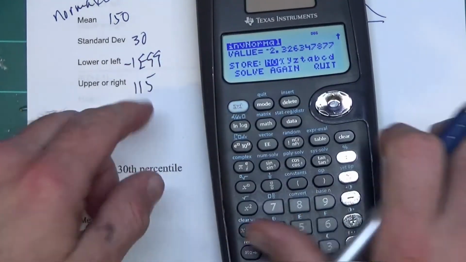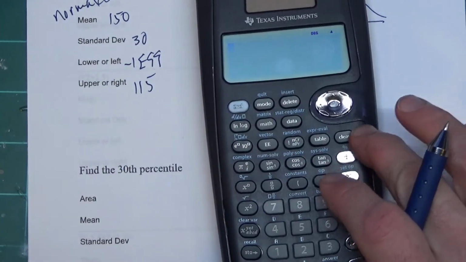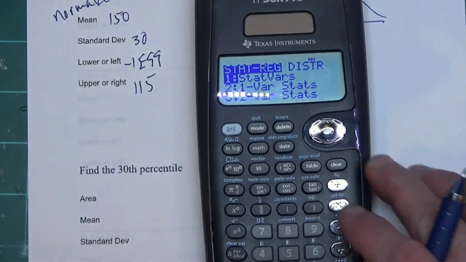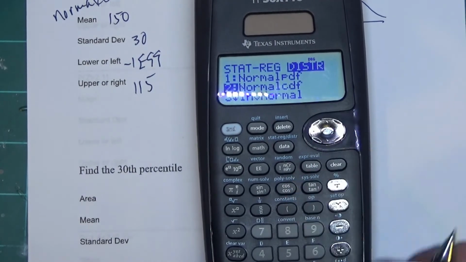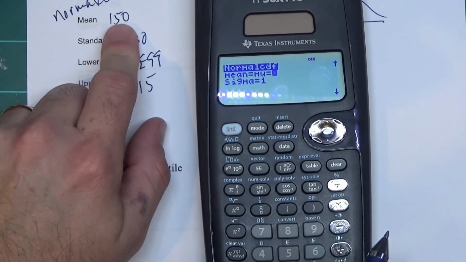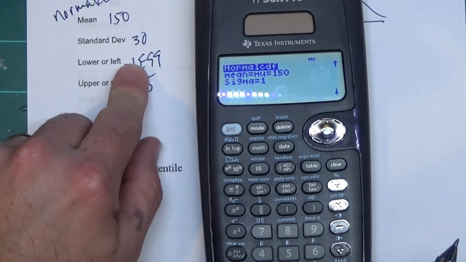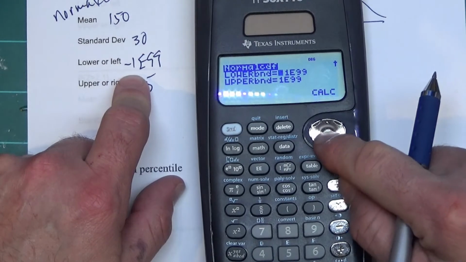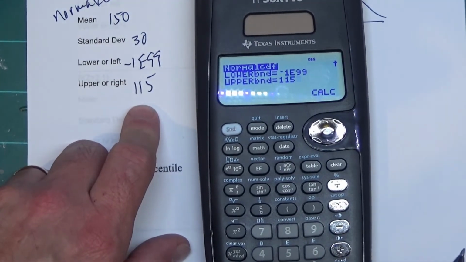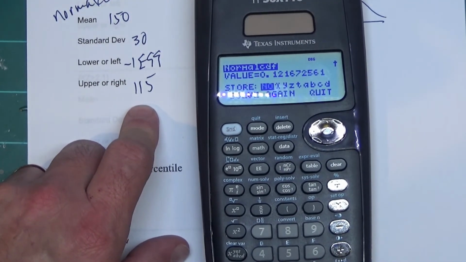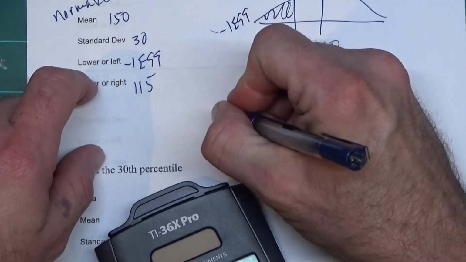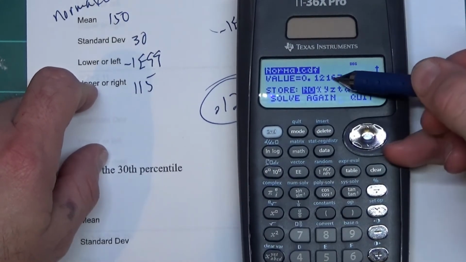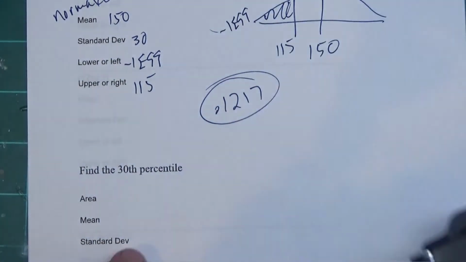And then I can get my calculator here, hit second quit to get out of whatever that was. Second, data. Okay. We're going over to distribution. We're doing normal CDF. So we're going to tell it the mean is 150. My standard deviation is 30. My lower bound is negative 1e99, which the calculator already has for me. My upper bound would be 115. Hit calculate, and it tells me the answer is 0.1217. So my answer again is the 0.1217. I'm rounding to 4 decimal places.